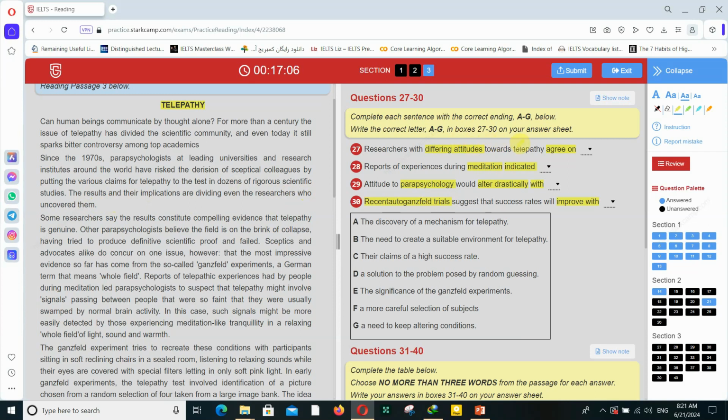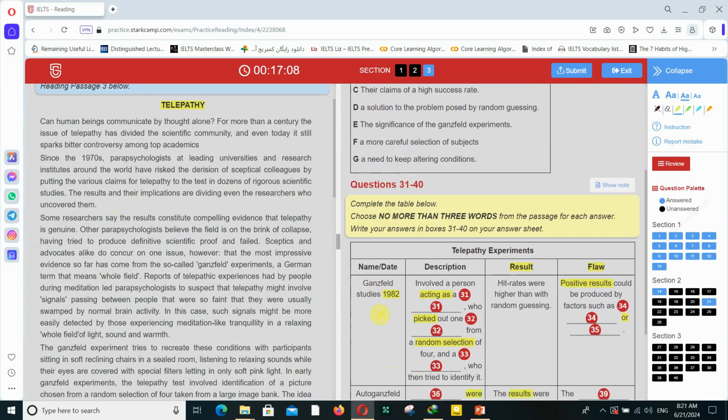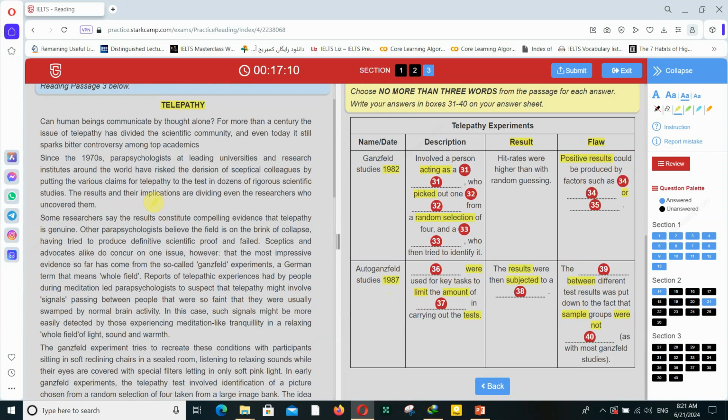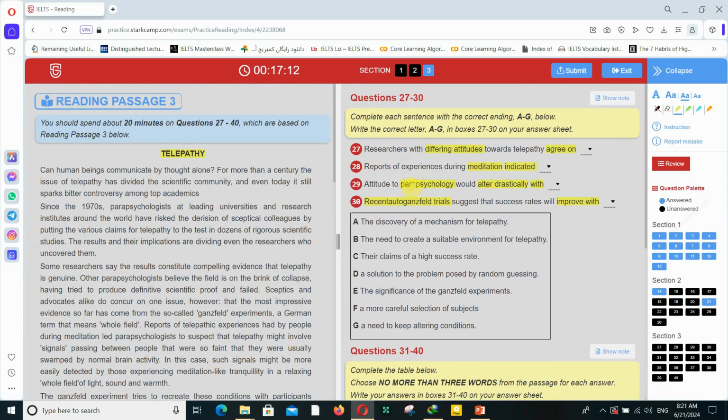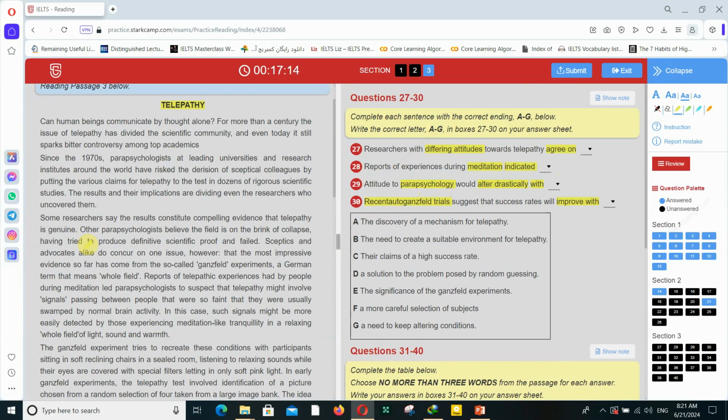Nothing about different attitudes or nothing about these years. I already detect the years actually, so nothing in here.